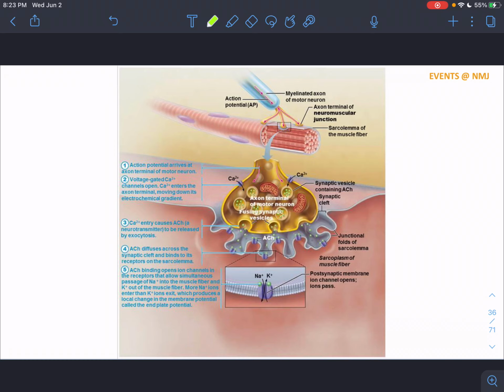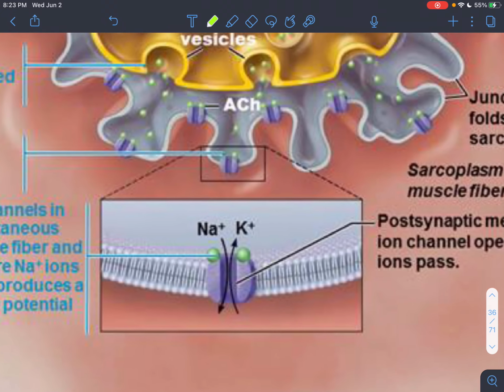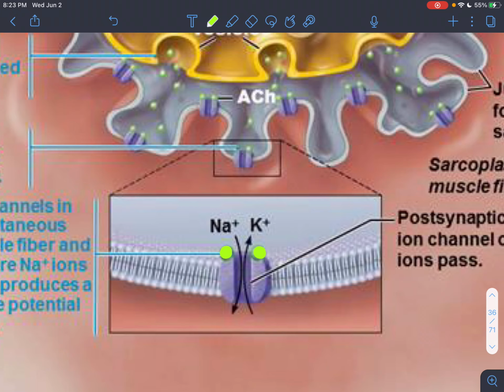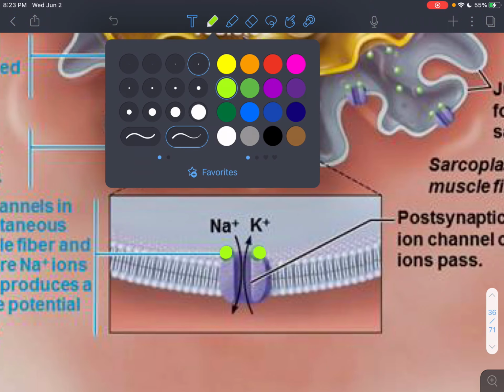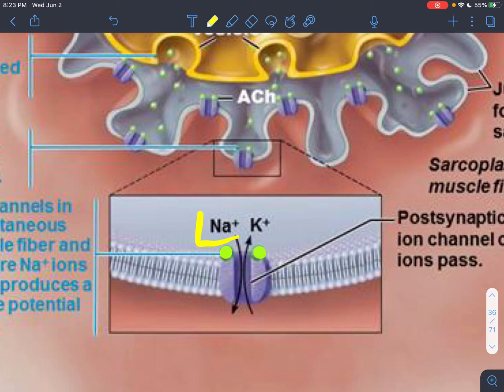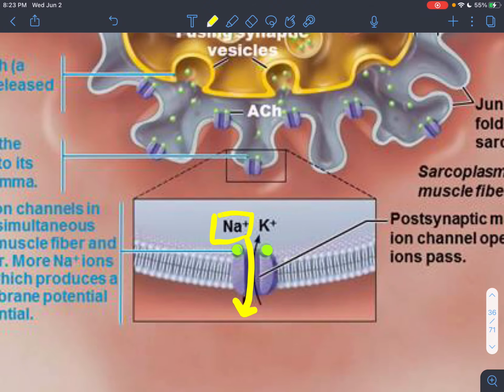What happens when those channels open is you have the movement of sodium and a little bit of potassium, but sodium is the most important thing. Acetylcholine binds to the ligand-gated channels, the channel opens, and sodium enters the cell. Remember, at rest sodium has a greater concentration outside, so if a sodium channel opens, sodium follows its concentration gradient and goes inside the cell.